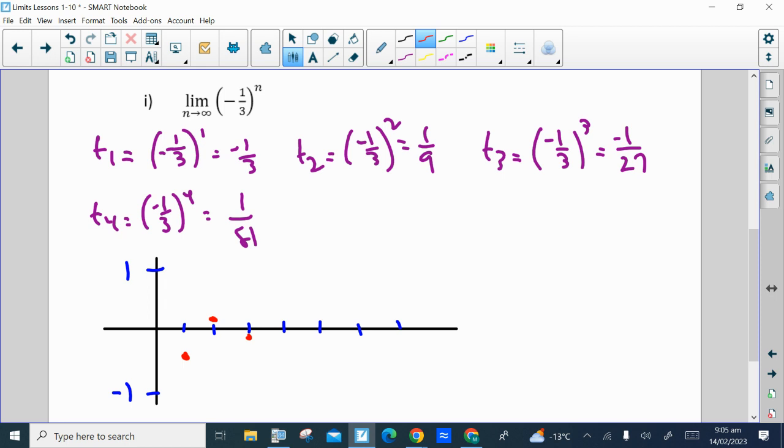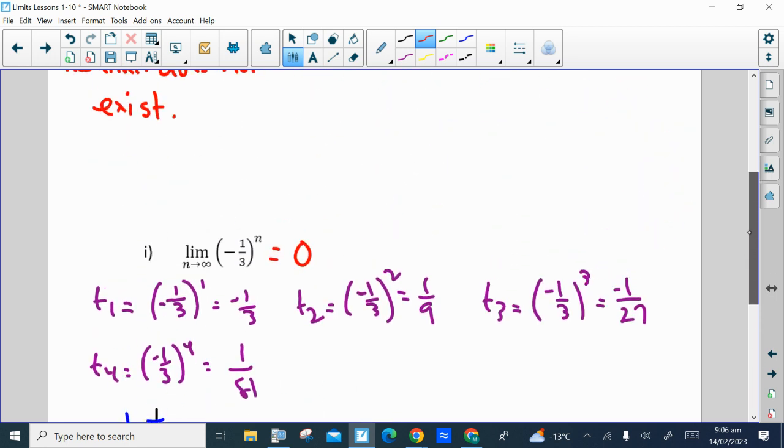It depends. Each one is different. You have to look at each one separately. Okay, so the fourth term, it's positive 1 over 81. So again, in this case, it's above the x-axis. But you can see that each point is getting closer and closer to 0. In this case, the limit does exist. The limit is 0.